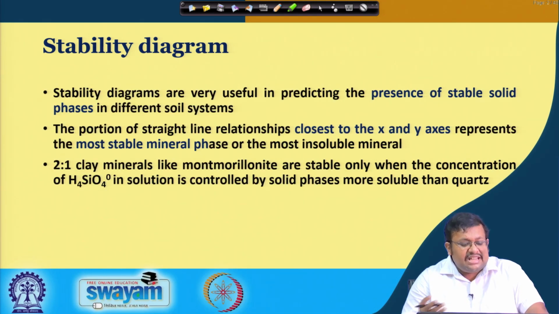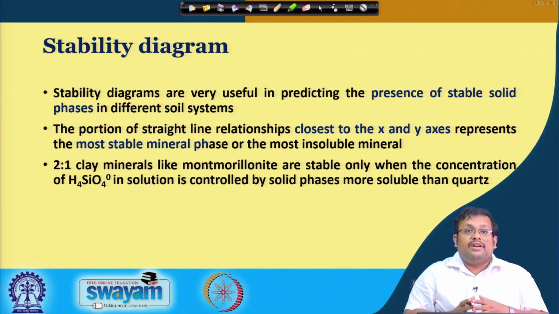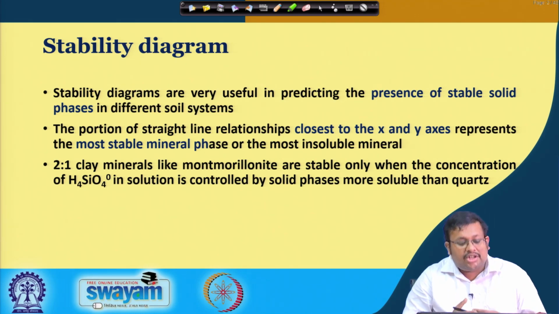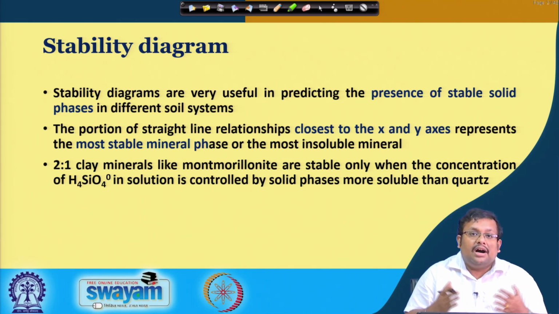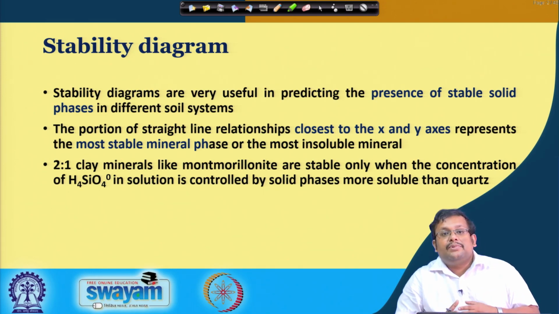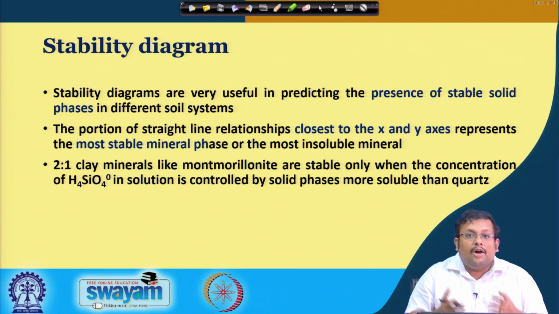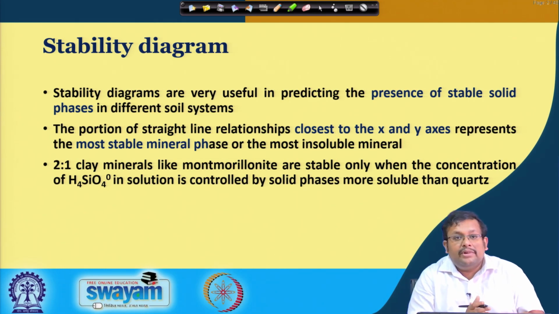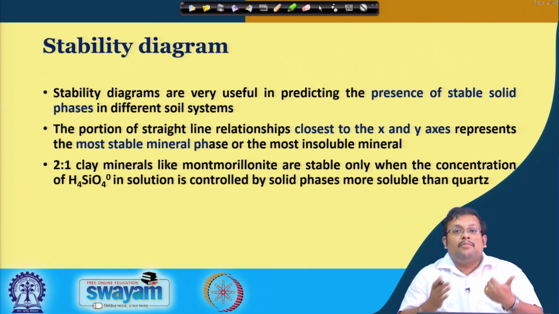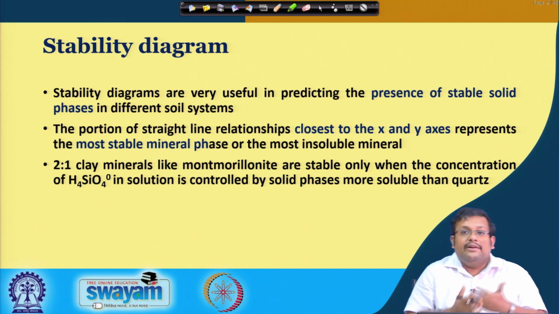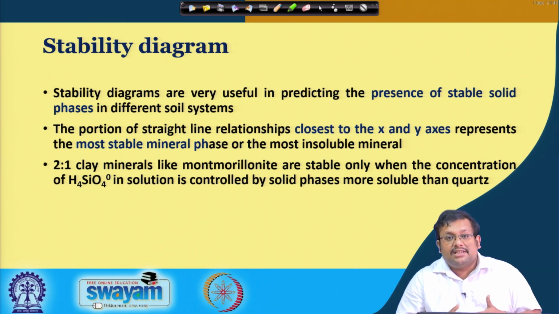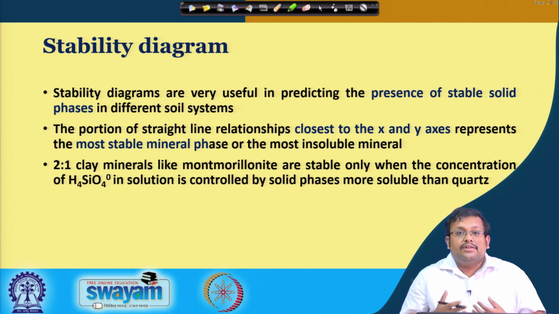So, stability diagrams are very useful in predicting the presence of stable solid phases in different soil solid systems, and the portion of the straight line relationship close to the x and y axis represents the most stable mineral phase or the most insoluble mineral. 2:1 type clay minerals like montmorillonite are stable only when the concentration of silicic acid in solution is controlled by the solid phase and is more soluble than quartz.